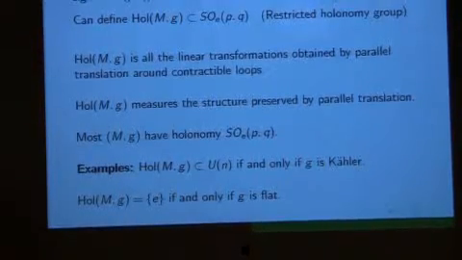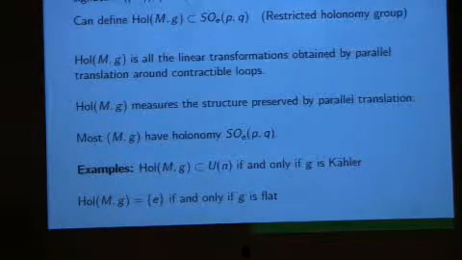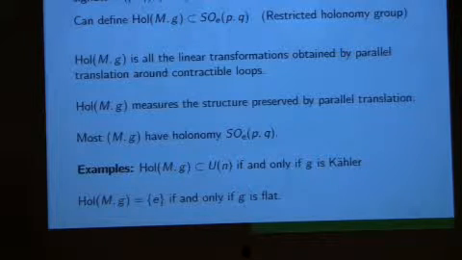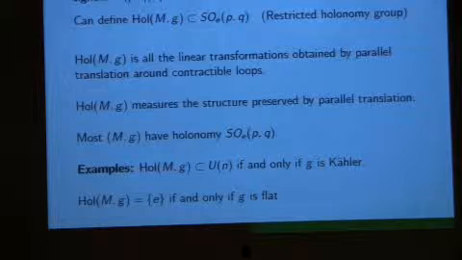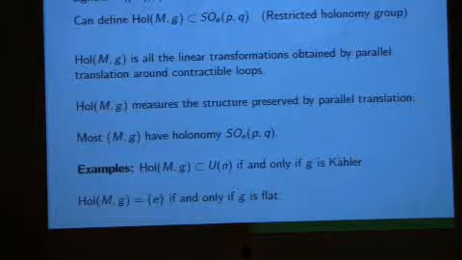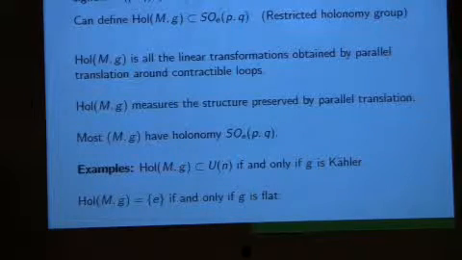The other extreme is when the holonomy group is trivial, and that happens if and only if the metric is flat. If you're in Euclidean space, any vector doesn't move at all when you parallel translate it. And if the metric is flat, that's still true. Those are just some examples to illustrate what happens with holonomy.